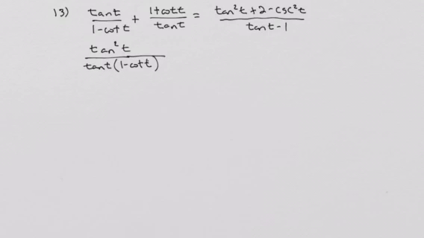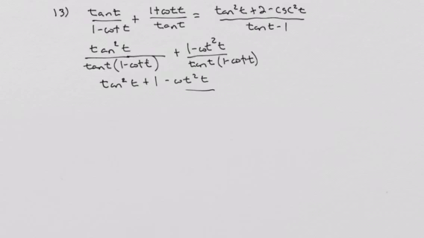And then the second fraction is going to end up being 1 minus cotangent squared of t over, again, tan t times 1 minus cotangent of t. And let's see. So I'm going to put those guys together, and I get a tan squared t plus 1 minus cotangent squared of t all over that common denominator.